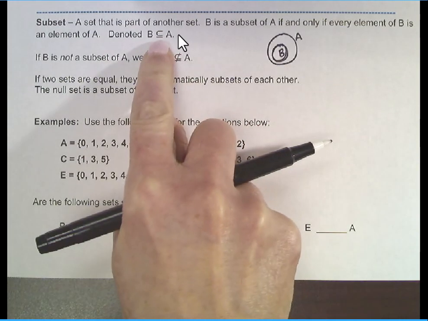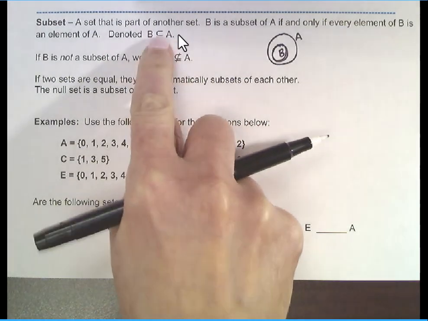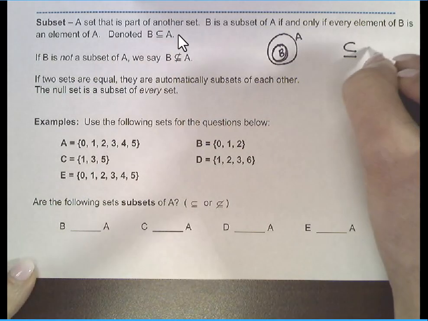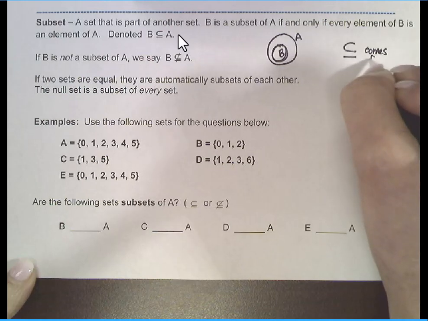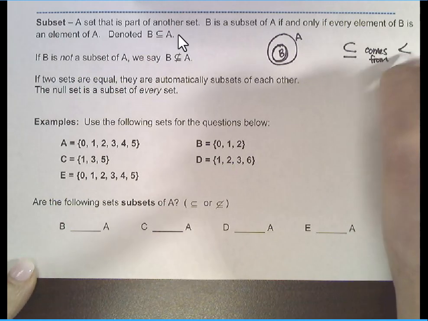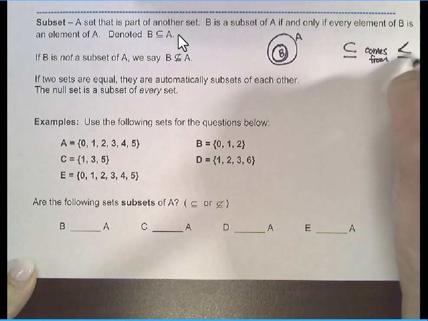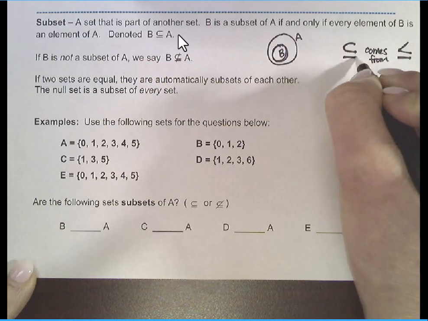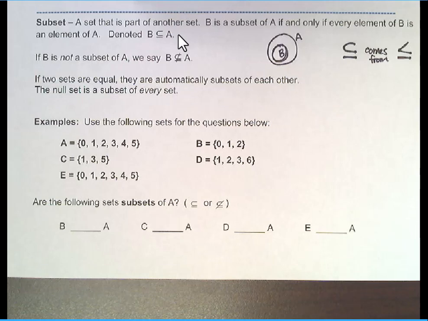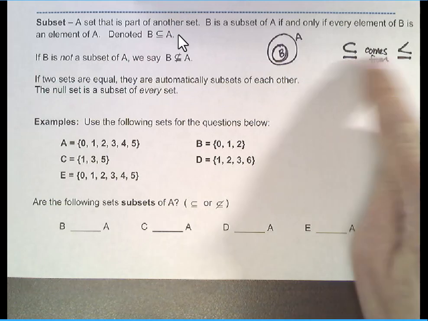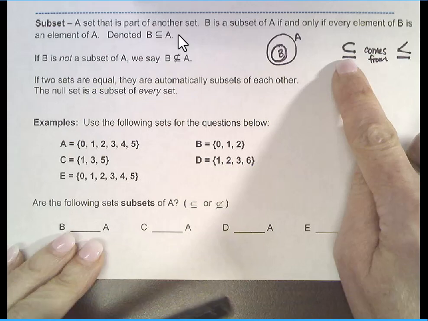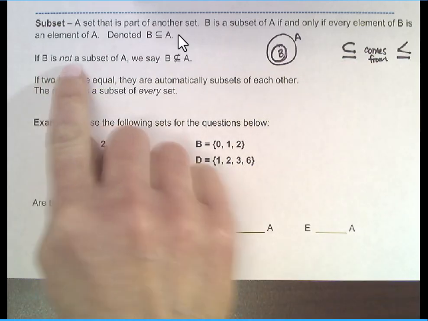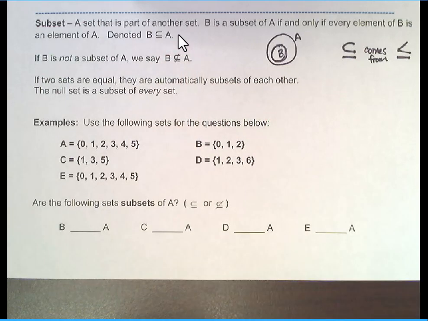So this is the way we denote it, and we use this weird symbol, it's like a little C with a line underneath it. Well, that C with the line underneath it comes from this symbol, which means less than or equal to. So this means less elements, or it could have the same number of elements. That's what this comes from. So think of it as like a less than or equal to sign. If B is not a subset, then we just put a slash through it. We say it's not a subset.